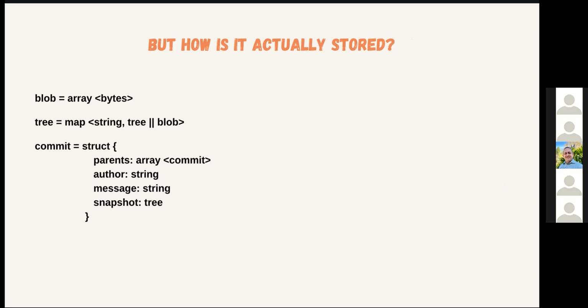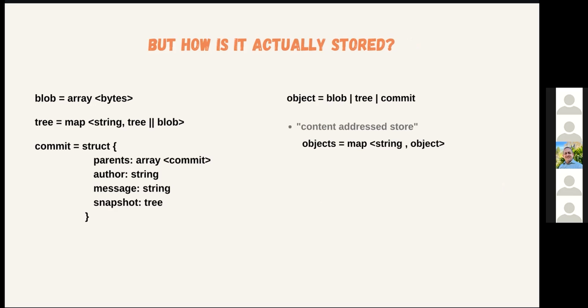So now that we have these data structures, how are they stored? Like I said, Git defines in general terms an object, throw out any specific language that you have in mind, and it is a blob, a tree, or a commit. And then all of these objects get stored in what's called a content address store, where the key is a string, and that string is the SHA-1 hash of the object itself. And remember, a hash is just a way to take a big piece of data and turn it into a fixed size string.